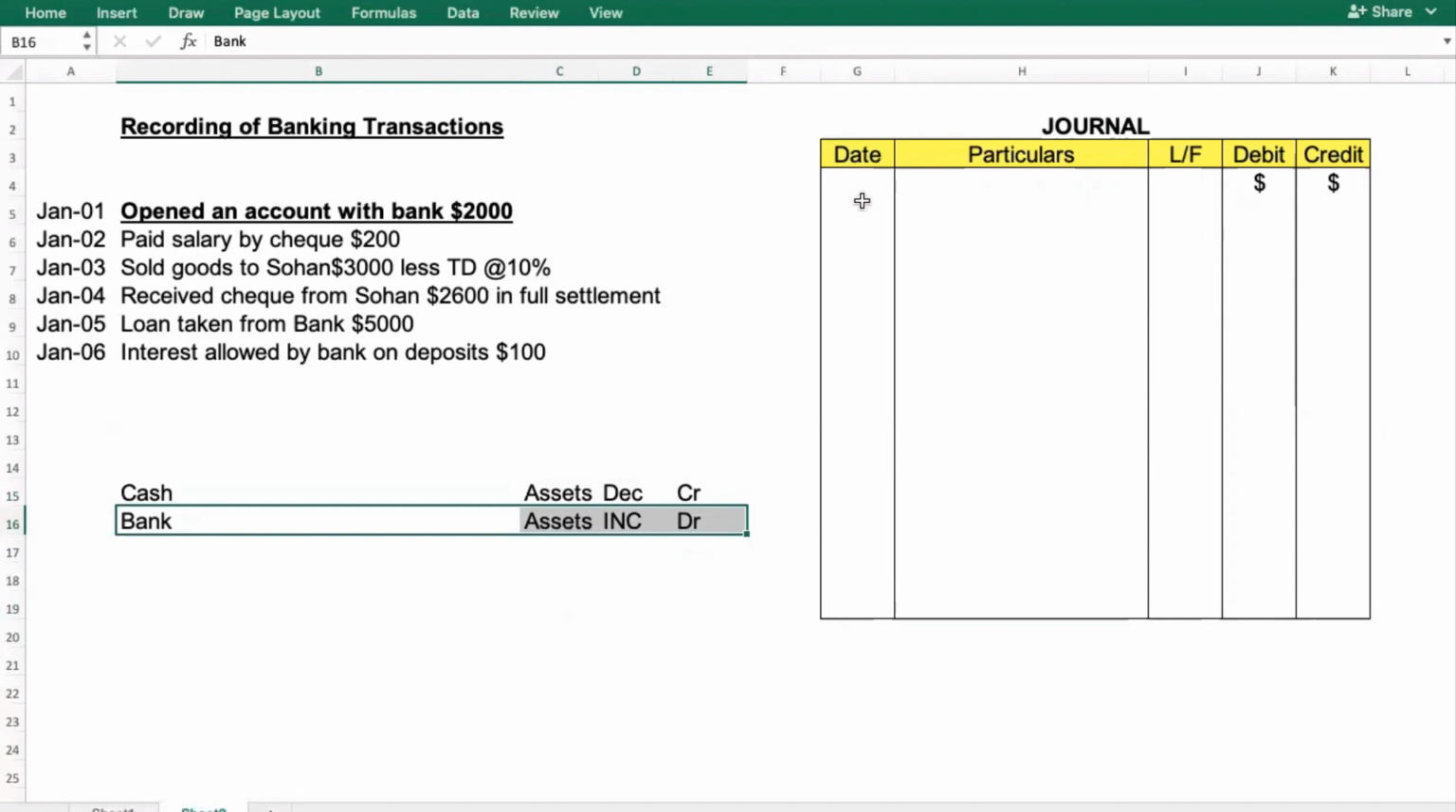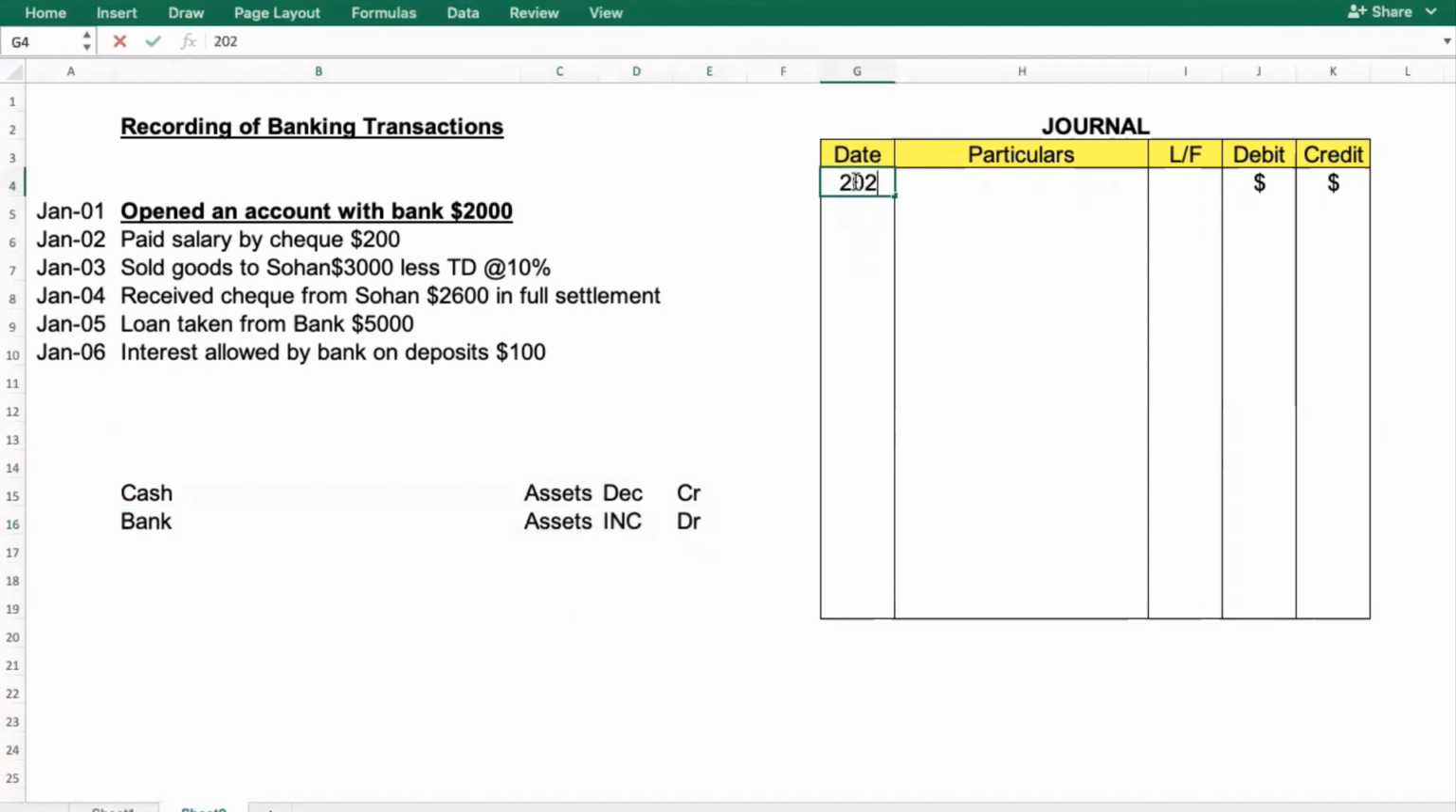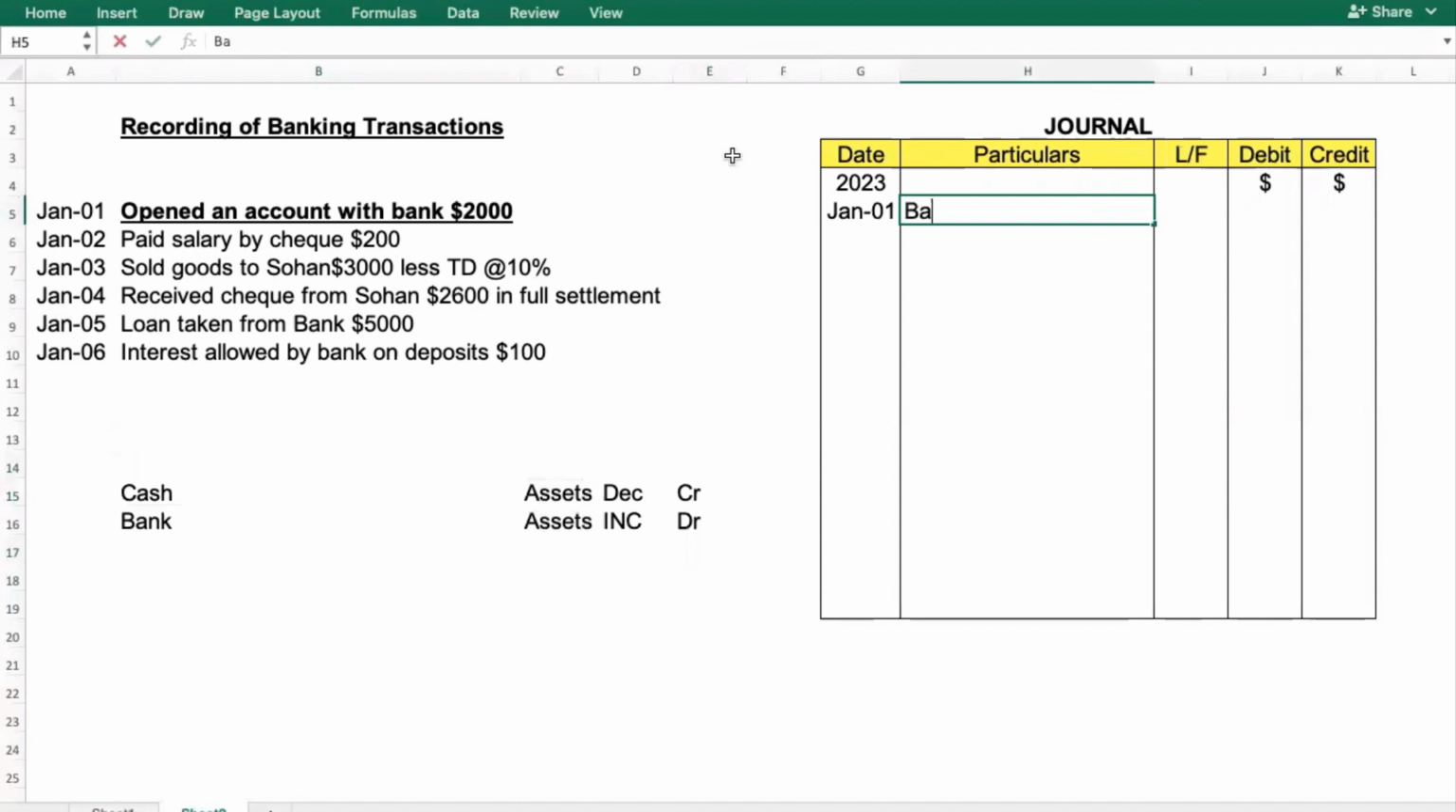So let me put the date first. 2023 January 1st. So bank account debit. First I will record bank. Bank account debit. How much money? 2,000. And in the next line, leave some space. The credit item is cash account. Cash account, amount same, 2,000.